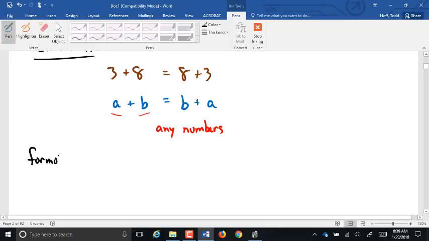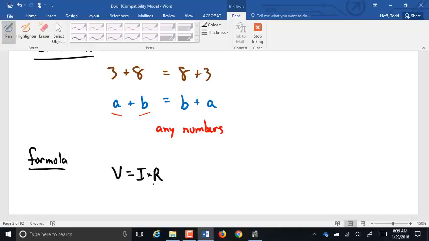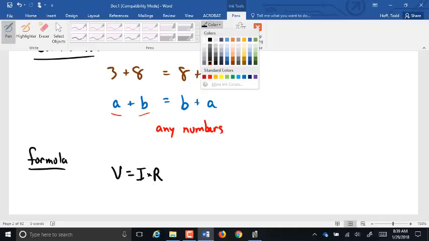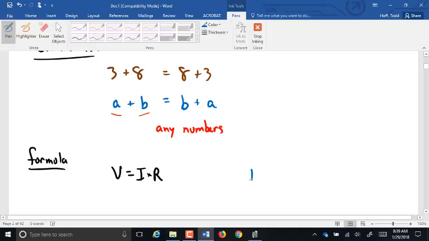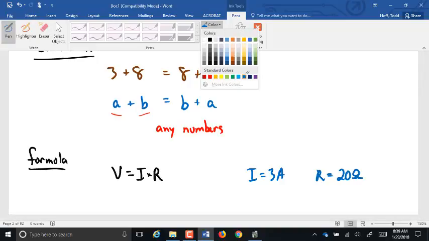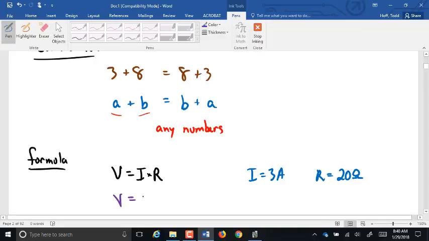It can be used in a formula. In electronics, voltage is equal to current times resistance. So that formula tells us that once we know those values, we can plug them in and calculate. If we know that the current is 3 amps and the resistance is 20 ohms, we can then find that voltage is 3 times 20, or 60 volts.